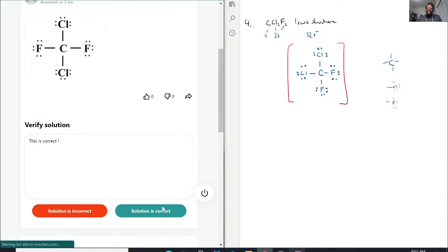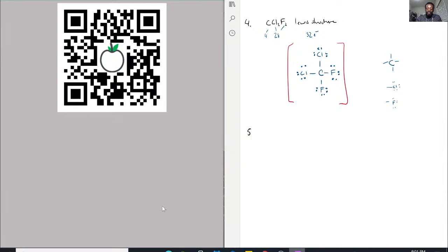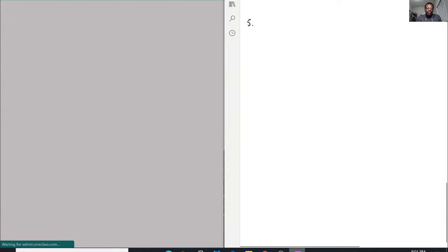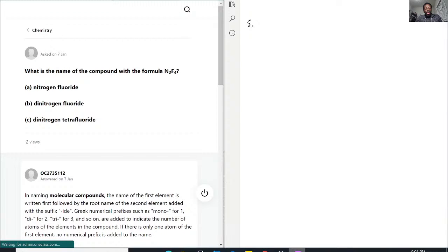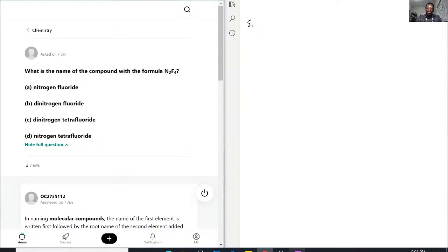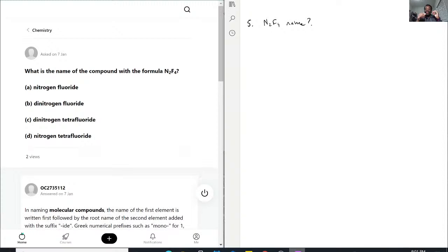So now let's move on to question number 5. For question 5, we have, what is the name of the compound with the formula N2F4? Okay. So N2F4 name. Now this one, it can be a little bit tricky, but the one thing you have to recognize immediately is that this is not an ionic compound. How do we know? Let's look at our periodic table.